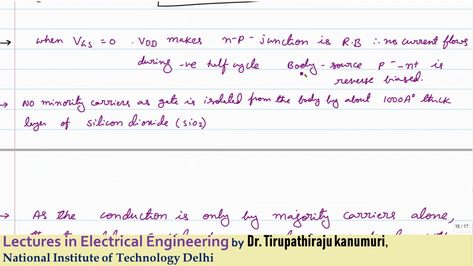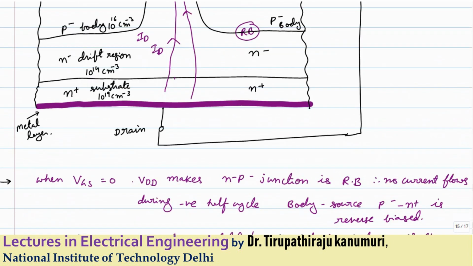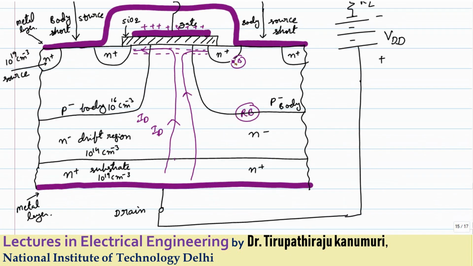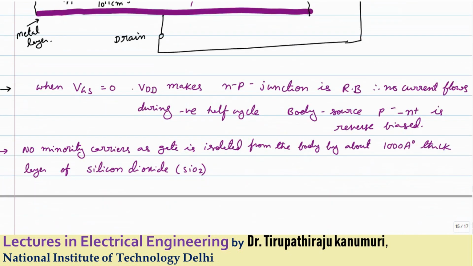So when VGS is equal to 0, VDD makes this N minus P minus junction reverse biased. So no current will pass. Even if you are applying the negative half cycle, what happens during the other half cycle? The body-source PN junction, body-source meaning between these two junctions, will be reverse biased. So in that case also current cannot pass.